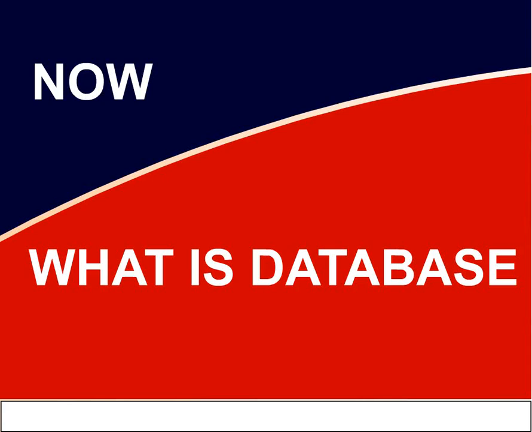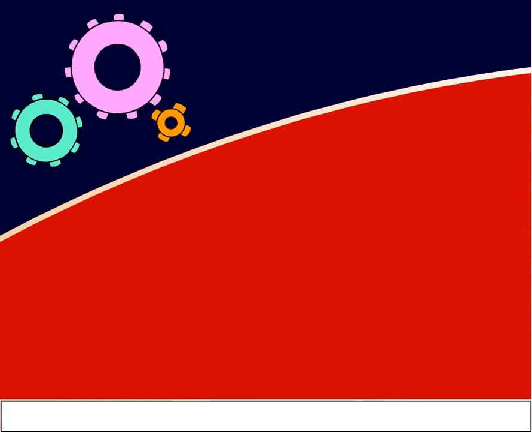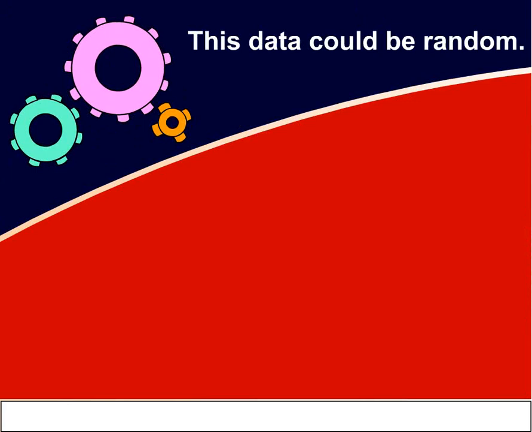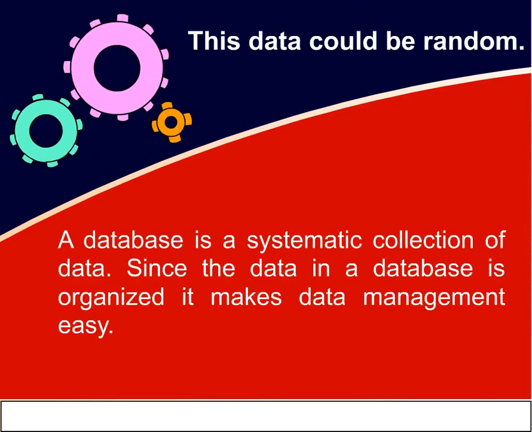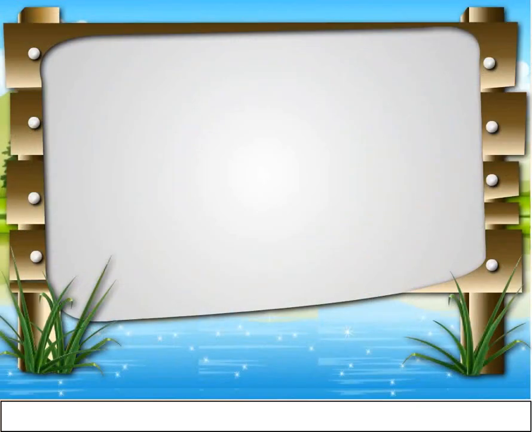Now, what is database? This data could be random. A database is a systematic collection of data. Since the data in a database is organized, it makes data management easy.